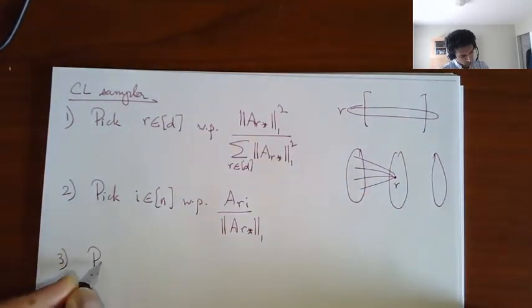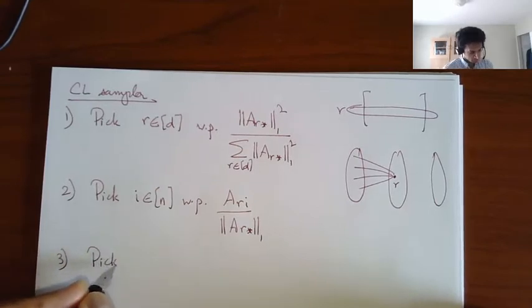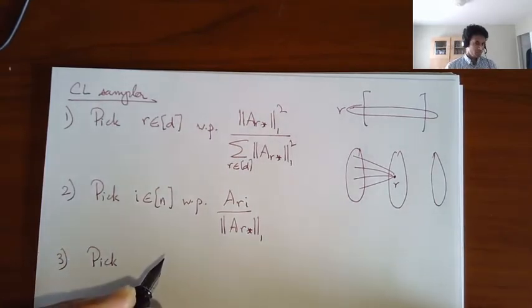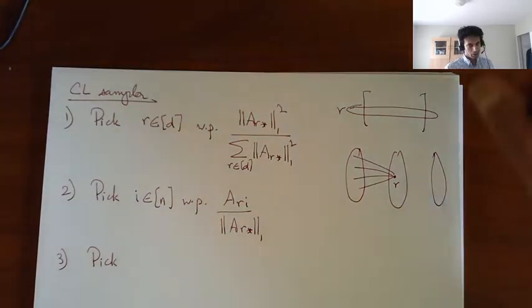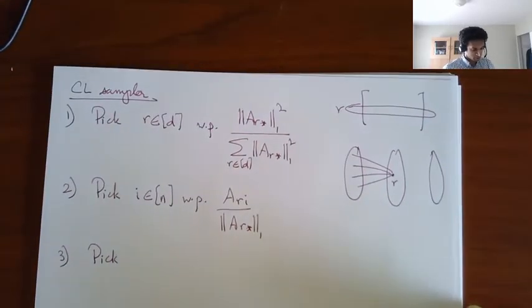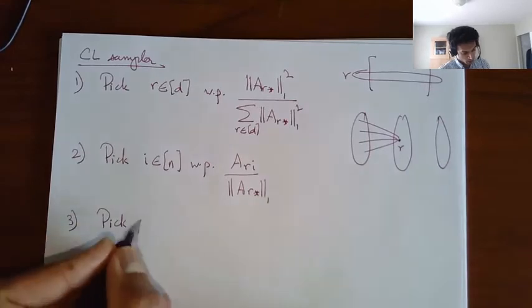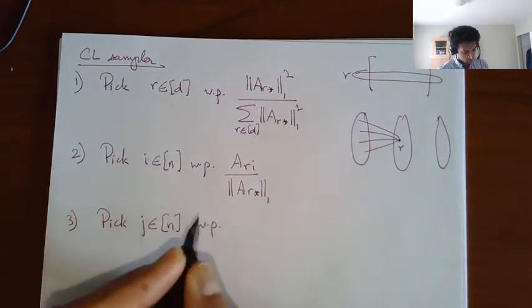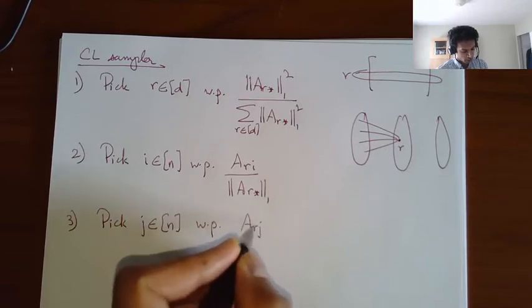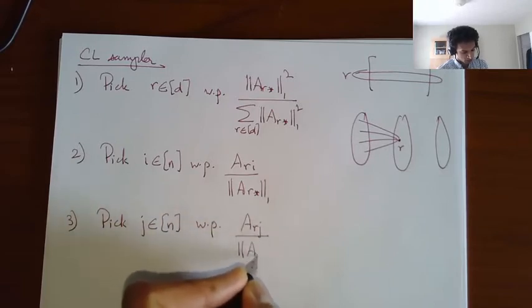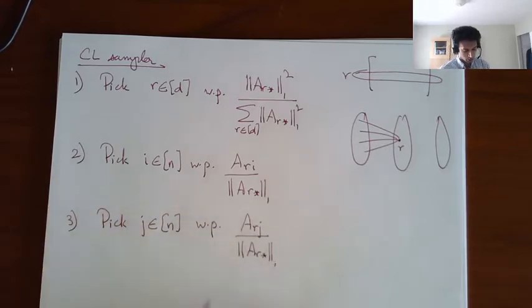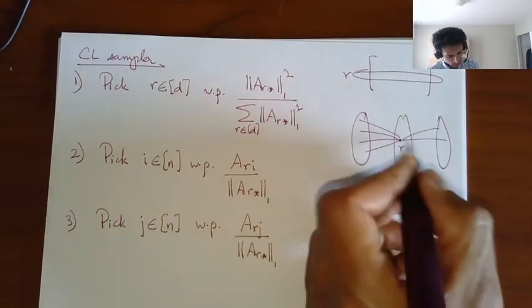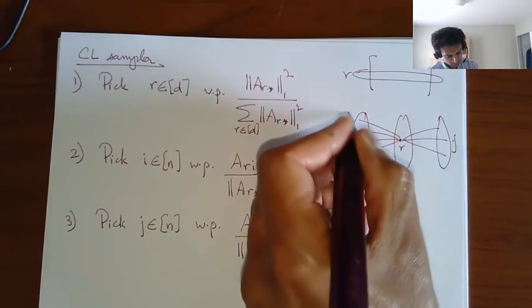Sorry, for the first step, is it necessary to use the square? Yes, it's a good question. Why do I need to use the square? You'll see the square when I do the analysis. You have to do it with the square; you cannot do it with just the one norm. These are very carefully cooked up, so that everything will work out to be unbiased. Okay, then I pick j with this.